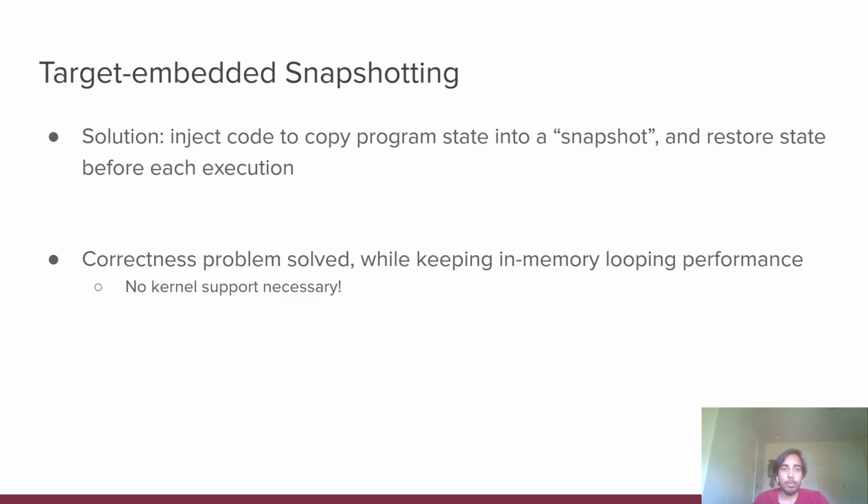The solution that we come up with is that we can inject code into the target program in order to copy the program state into a snapshot. And then using this snapshot, we restore the state of the program after every execution, or before every new execution. Now this would solve our correctness problem, and it would also give us the in-memory looping performance, which completely bypasses process creation. This also requires no kernel support because all of this is done in the target itself using local state of the target.